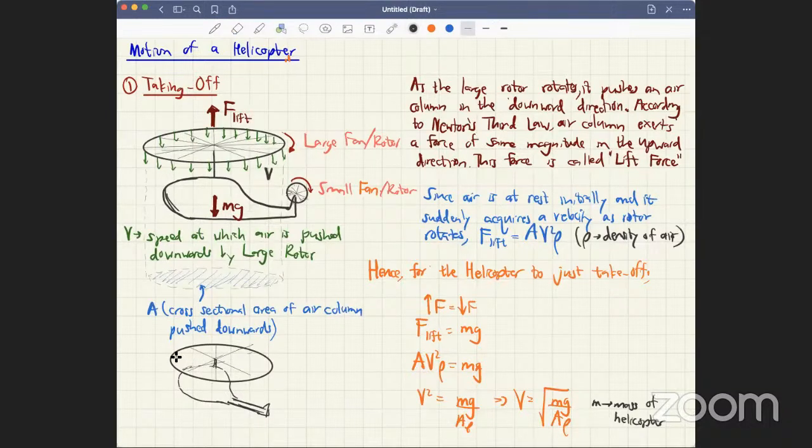Now the rotor is rotating. How? The rotor is rotating this way. When the rotor rotates that way, to balance the angular momentum, the body will attempt to rotate the other way, this way. Do you understand? Now initially the angular momentum is 0.